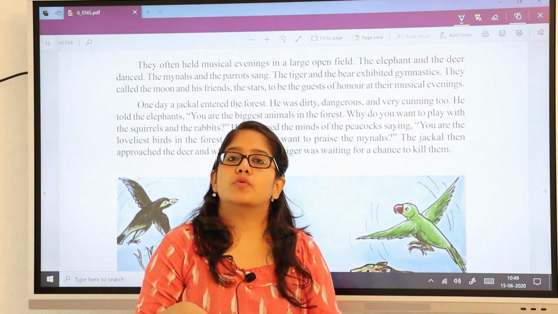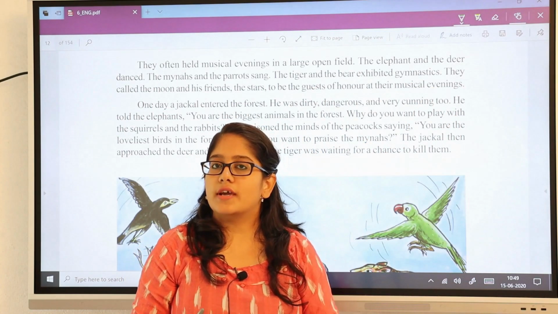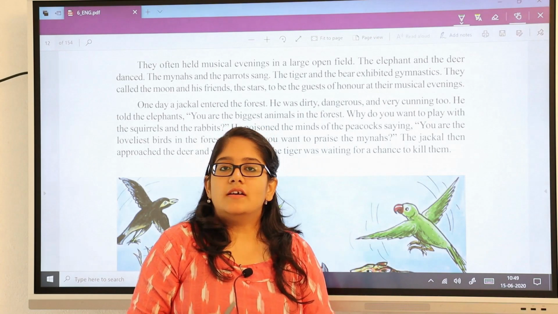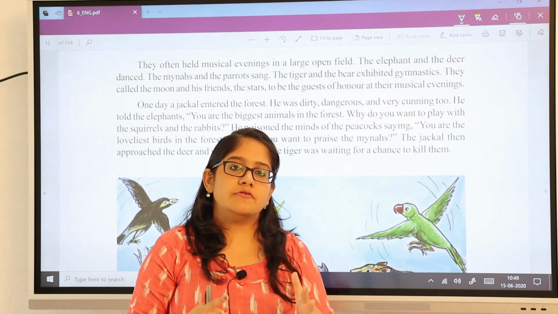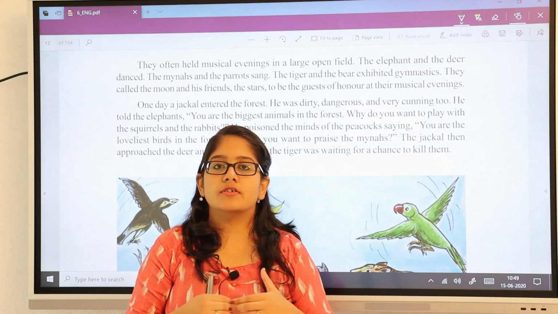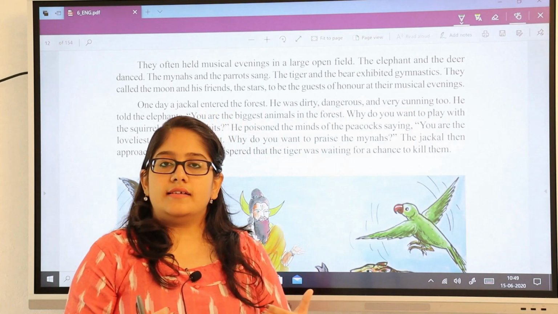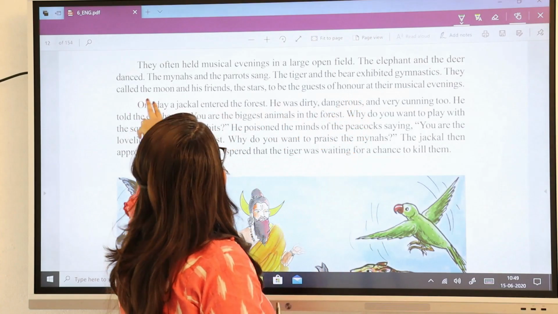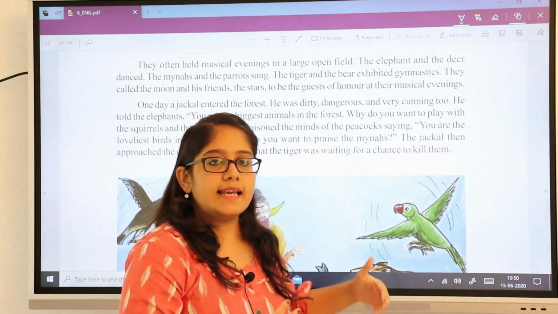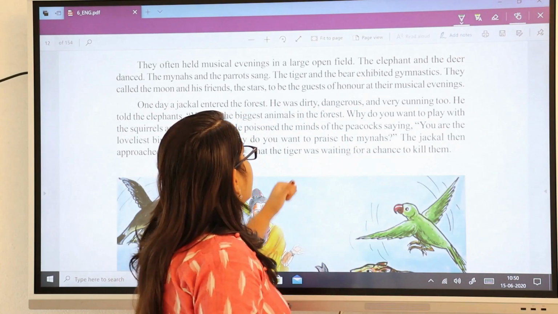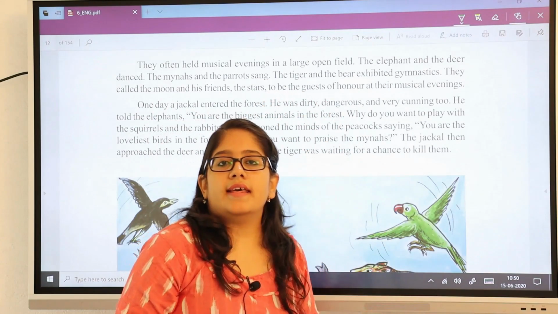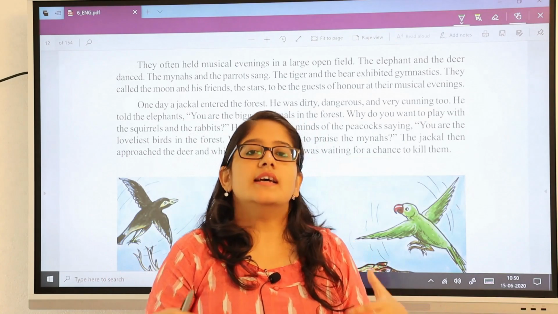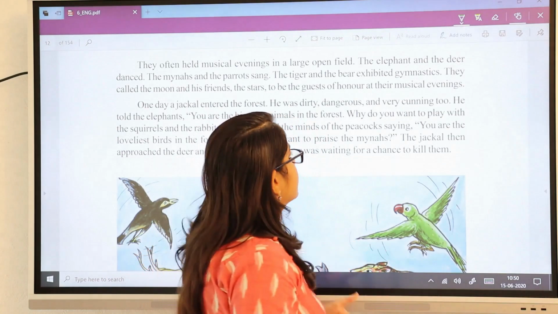Now this is all the situation about how they were enjoying themselves. They held musical evenings. So all the animals came out and they used to dance together. There was a lot of harmony. They all lived in a united manner. The elephant and the deer danced, the miners and parrots sang in those musical evenings, and the tiger and the bear, what did they do? They exhibited, they showed gymnastics, means physical exercises.